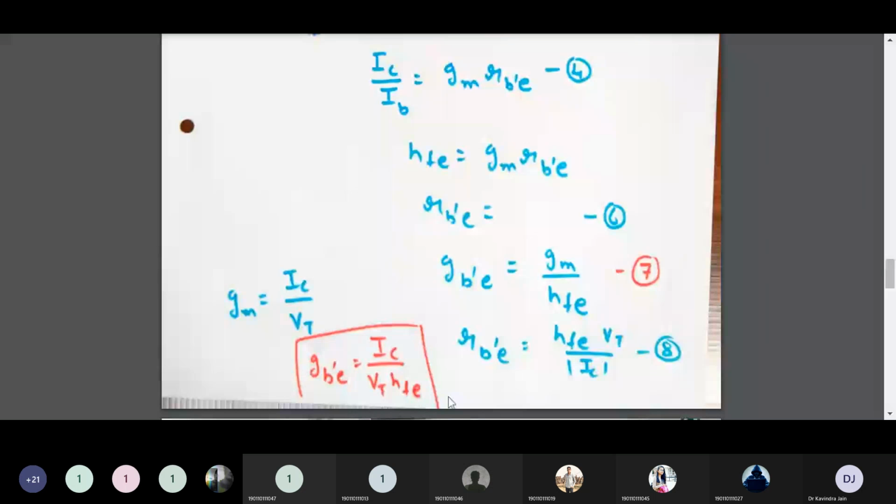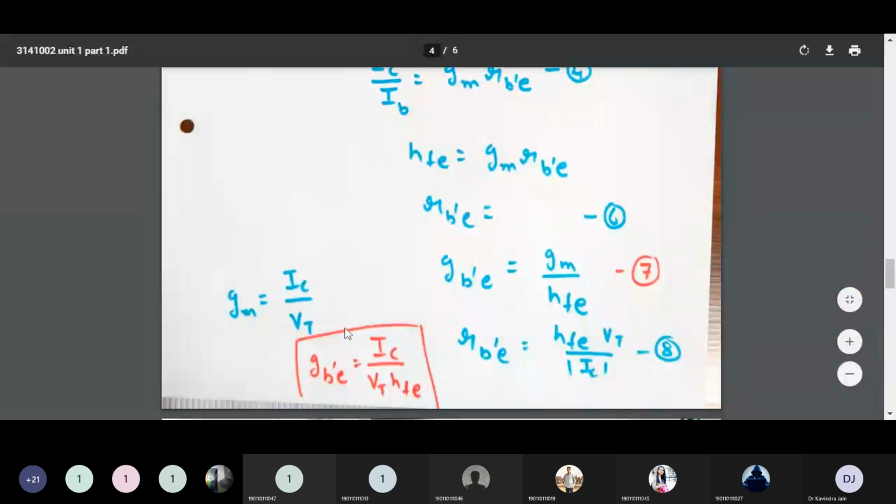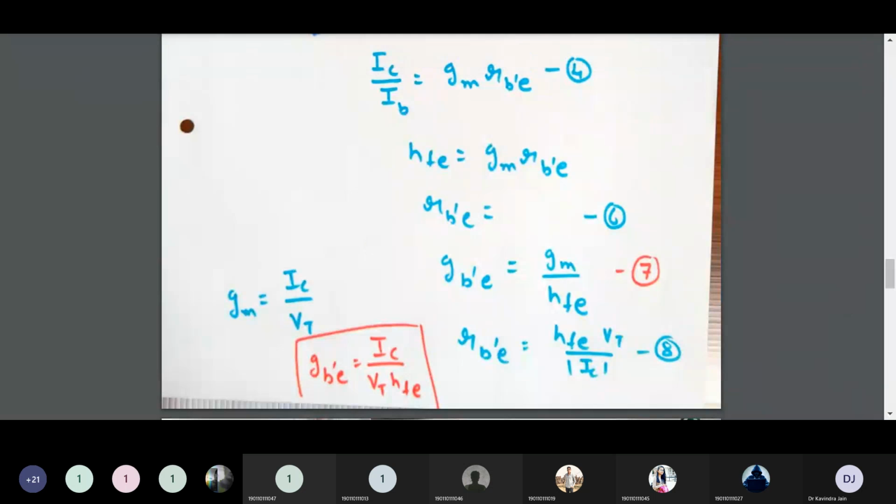So based on this, we can say that RB dash E is directly proportional to temperature and inversely proportional to collector current. I repeat, RB dash E is directly proportional to temperature and inversely proportional to collector current. Yes or no? Yes, sir. So that is the final conclusion from GB dash E.